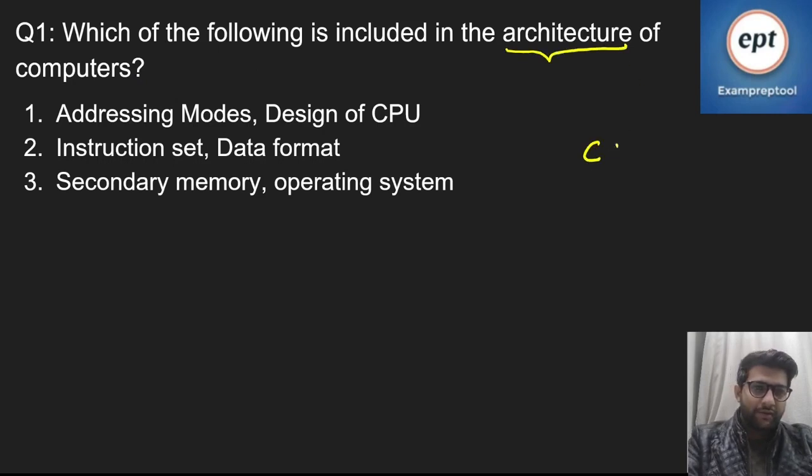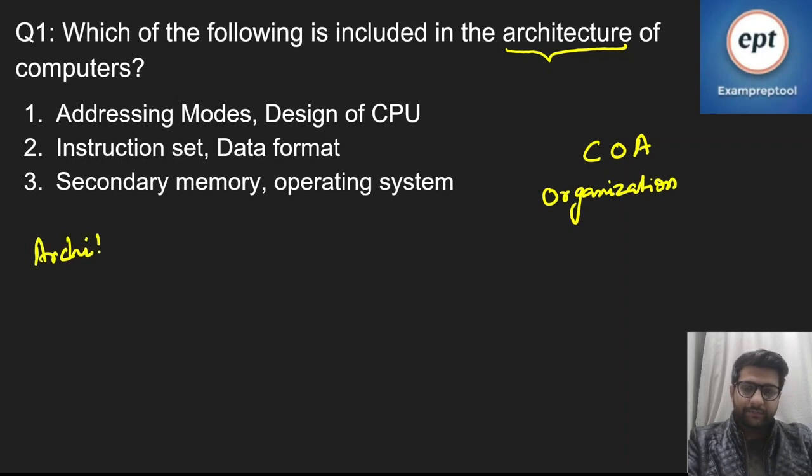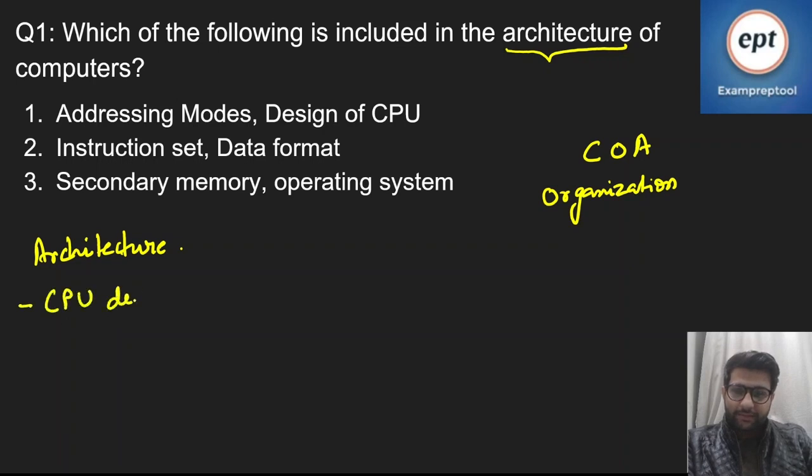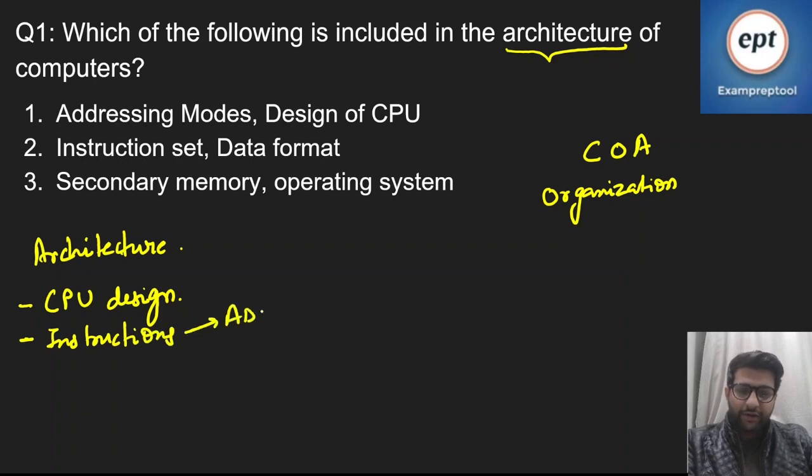So, we know that COA consists of what? Computer organization and architecture, right? So architecture usually comprises the CPU design, the different instructions that the computer will support, different instructions like the add instruction, the multiply instruction, the divide instruction, and so on. Right? So these are different types of instructions this computer will support.